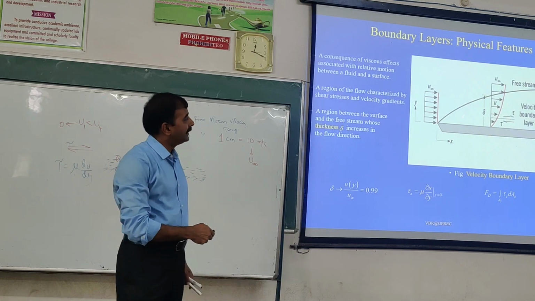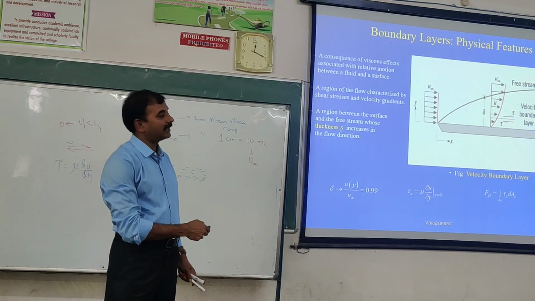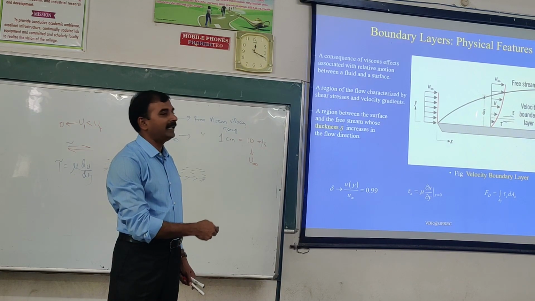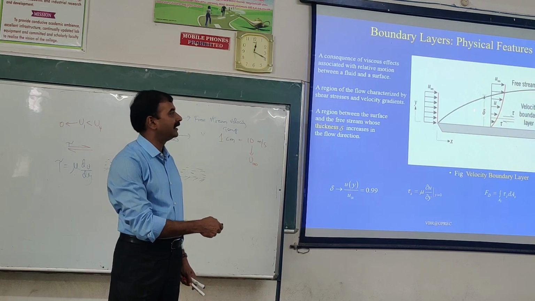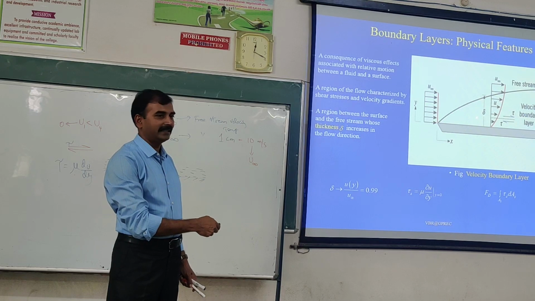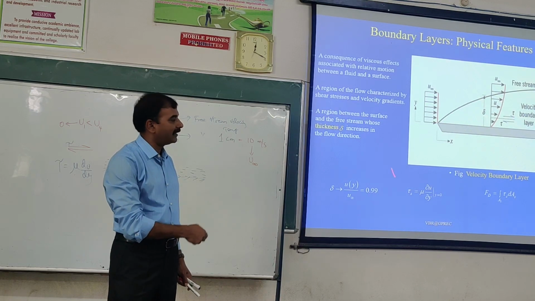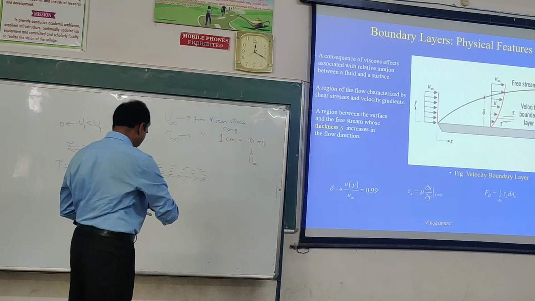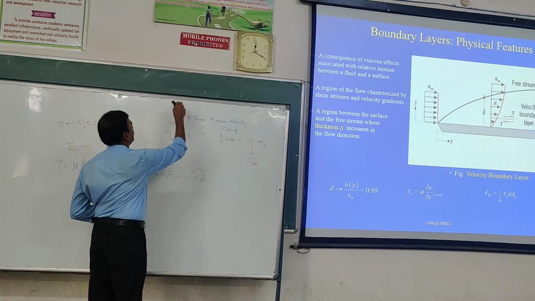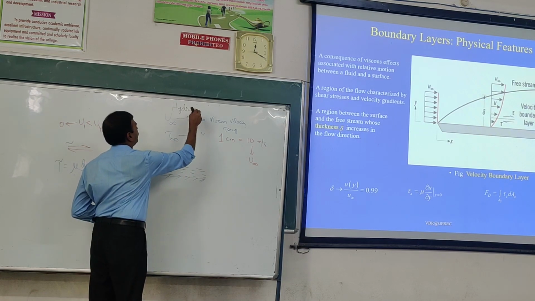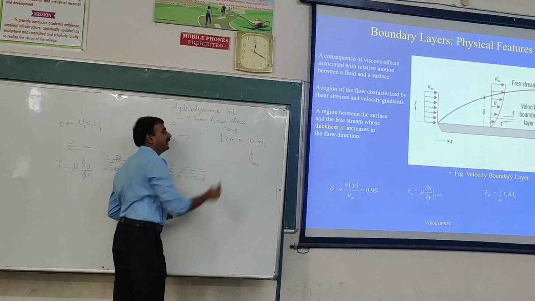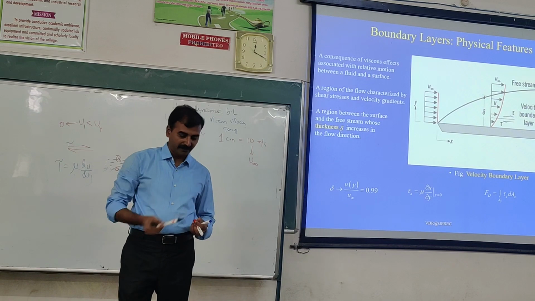So now the distance between this point and that point, beyond which you are not feeling the effect of this, is called boundary layer thickness, denoted by delta. That is the physical meaning of the boundary layer thickness, delta. And this is called the velocity boundary layer, or another name for this is hydrodynamic boundary layer. Velocity or hydrodynamic boundary layer. Right? Please make a note.